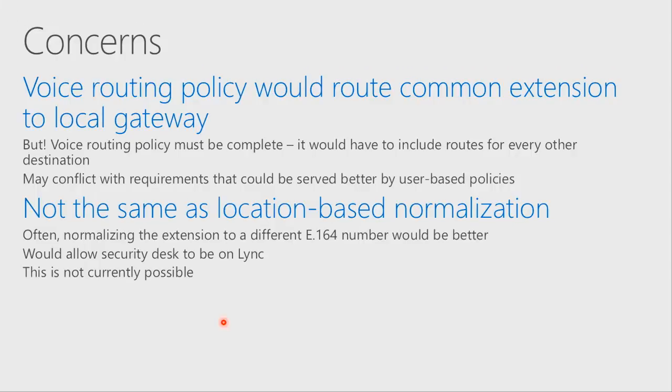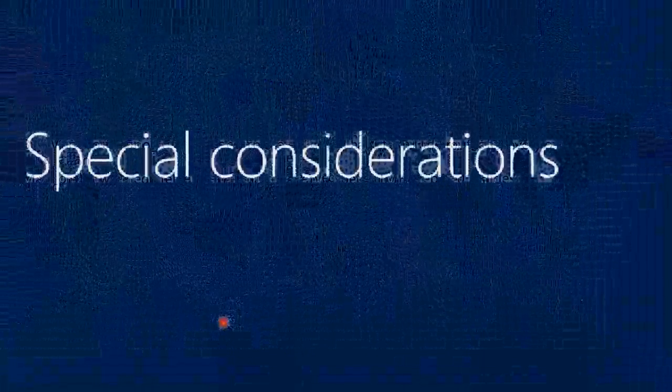This is not the same as kind of a location-based normalization, which would allow you to call a Lync user, and so that's not possible here. So this doesn't meet all the requirements. I don't get excited. I wouldn't lead with this in a deployment. I wouldn't say, hey, let's go ahead and configure location-based routing for security desks. Okay. I think I have a few special design considerations here.